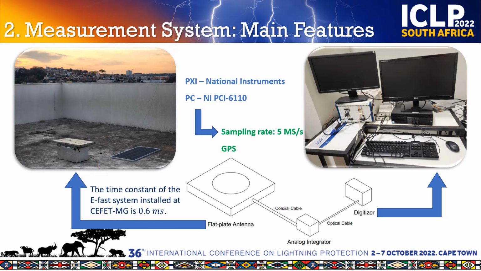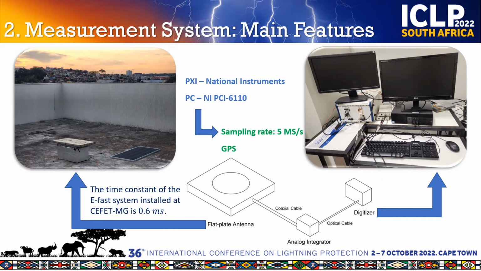Now, I am going to present the main features of the measurement system installed at CEFET-MG. Here in this figure, you can see the main components of this system, which are flat plate antenna, analog integrator, and digitizer. On the left side of this figure, you can see the real flat plate antenna installed with a solar panel. The time constant of this system is 0.6 milliseconds. On the right side we have a digitizer, which is composed of PXI and PCI boards. In order to have a time synchronization in our measurement, a GPS receiver is connected to the data logger.